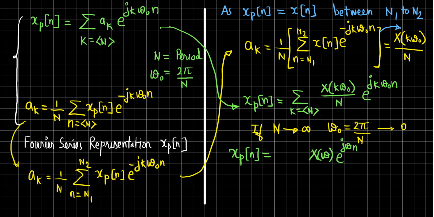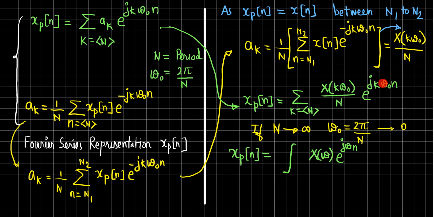Now just because this omega is continuous, this summation would go to an integration. This summation would turn out to be an integration, just because k times omega naught is now a small omega, and that is a continuous variable. Now we need to decide what would be the limits of that integration. This small omega, as we know, is nothing but k omega naught, and this exponential here is periodic with the period of 2 pi.